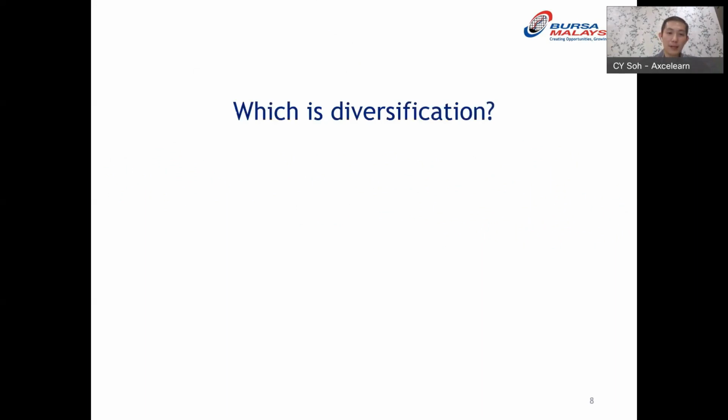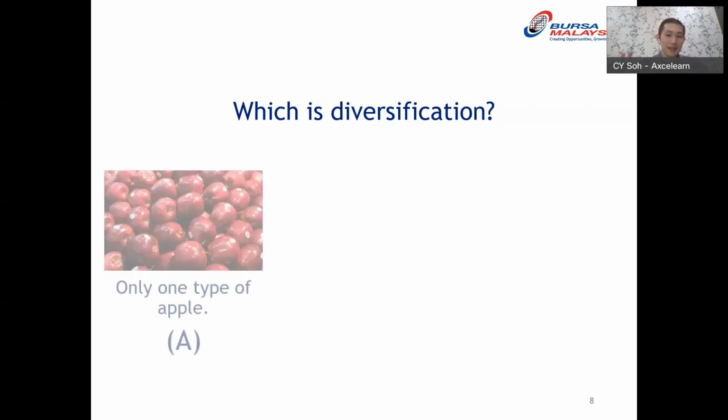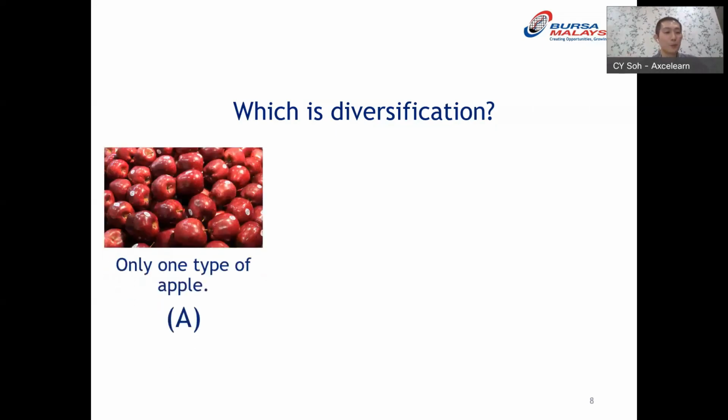Now, before I share with you the differences, allow me to ask you what diversification is first. Let's pretend that you want to open a business. You want to open a fruit stall business. Which of these three ways would you do your business? Answer number one is that you would only sell one type of apple, regardless of color, maybe red apple or green apple. You just want to sell only one type of apple.